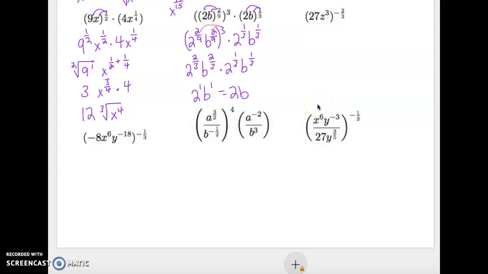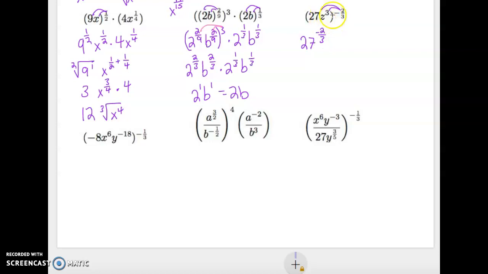All right, let's get these last four examples done and underway. So I have an expression, 27z cubed to the negative 2/3. I'm going to go ahead and distribute that exponent, and I know I can because there's no addition or subtraction. So let's see, I'll get 27 to the negative 2/3.